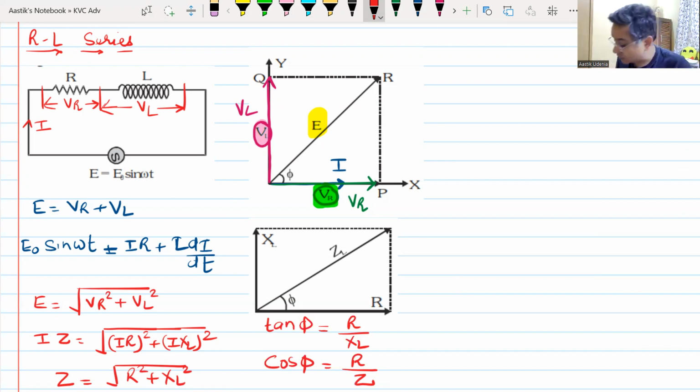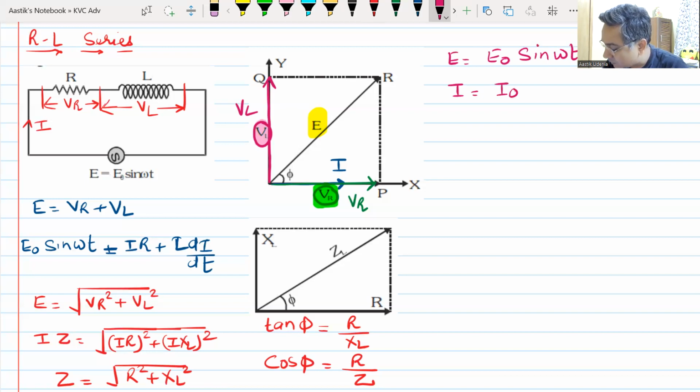Now the circuit is solved. Whatever we have understood, we can write in the form of vectors. The voltage that was given to me was E naught sine omega t. I could get the value of current. Current will be equal to I naught.